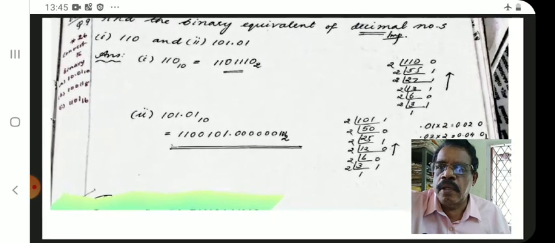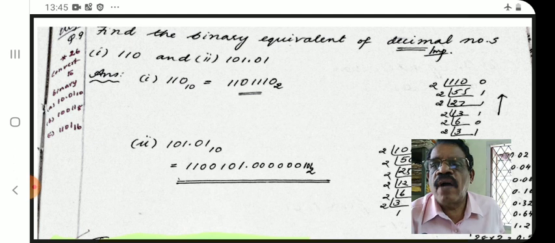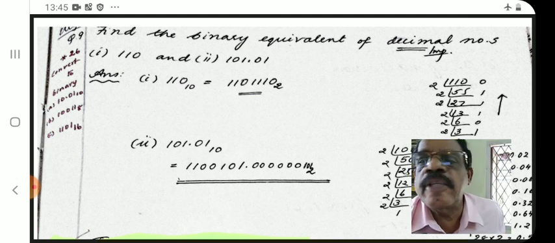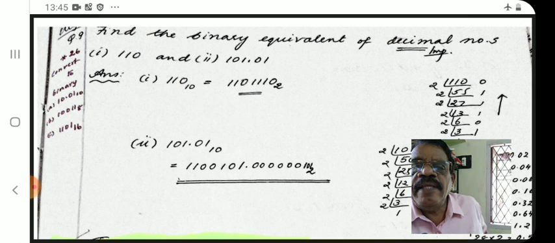Next question, find the binary equivalent of decimal numbers given. It's an important question. This is a university question, and there is some confusing matter in this question.